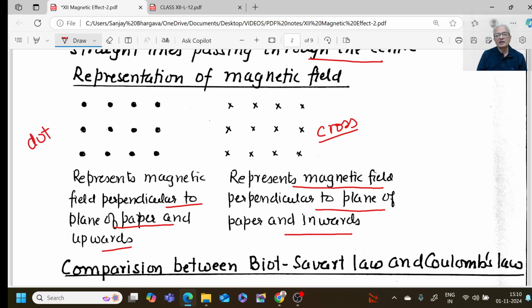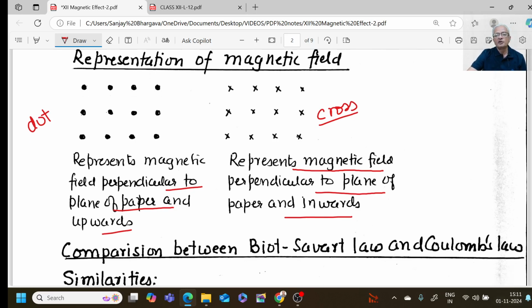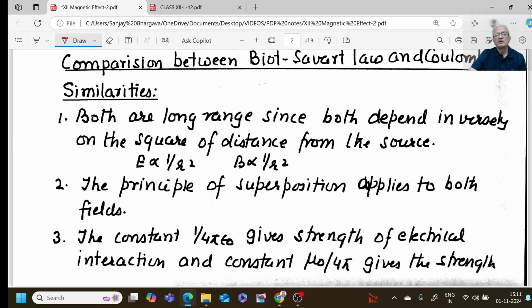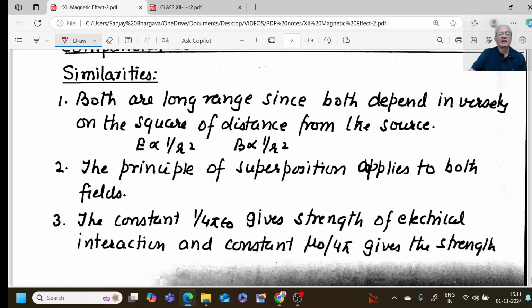अब क्वेश्चन आता है क्या बायो-सावर्ट्स लॉ और इलेक्ट्रोस्टैटिक्स के कूलम्स लॉ में कोई सिमिलरिटी या डिफरेंसेस हैं? अगर हैं तो वी वुड लाइक टू कंपेयर देम. The first thing that we would like to do is to compare similarities. Both are long range fields since both depend inversely on square of the distance from the source.